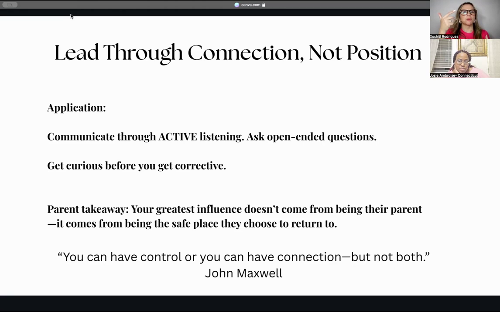Without judgment, without interruption, and without a life lesson. Ask the questions, and then when you get tired of asking questions, ask some more. Ask, and ask. After you ask all your questions, they give you all the information. Maybe the next day you give them a correction. Maybe the next day you give them a life lesson.